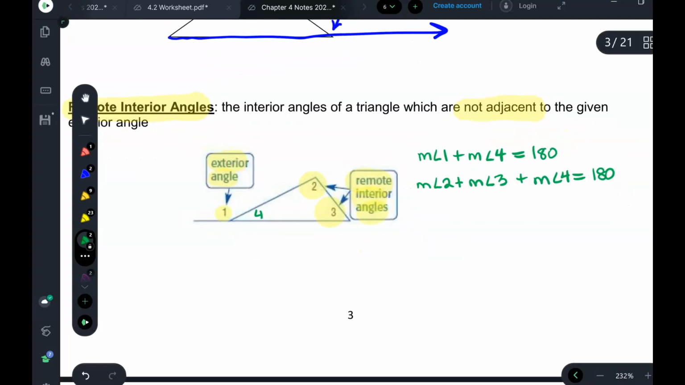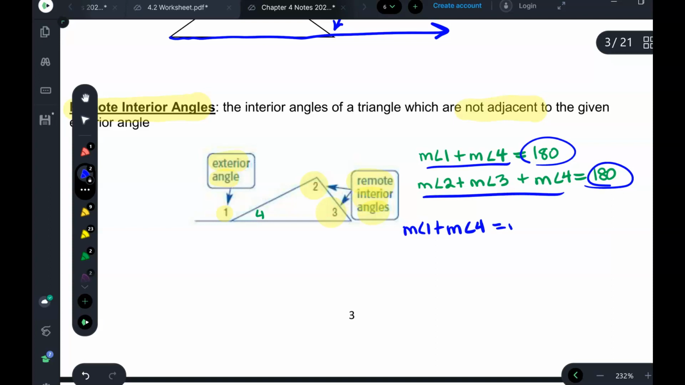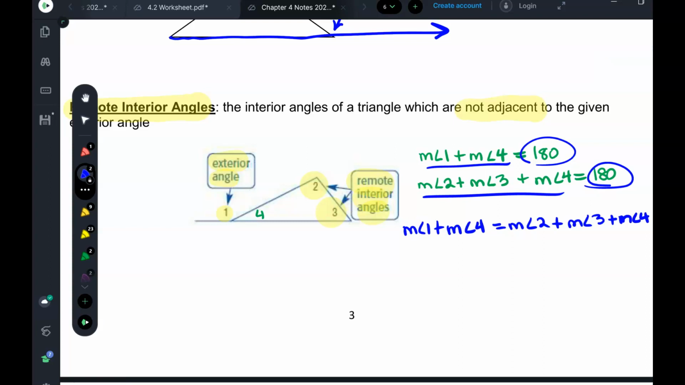We can, but why? If they're both equal to 180, then we can make measure of angle 1 plus measure of angle 4. Wait, do we have to put angle 4 there to solve it? Yeah, because what I want to come up with, and we're basically proving the next theorem, but do you agree if these add up to 180 and these add up to 180, then these have to equal this?